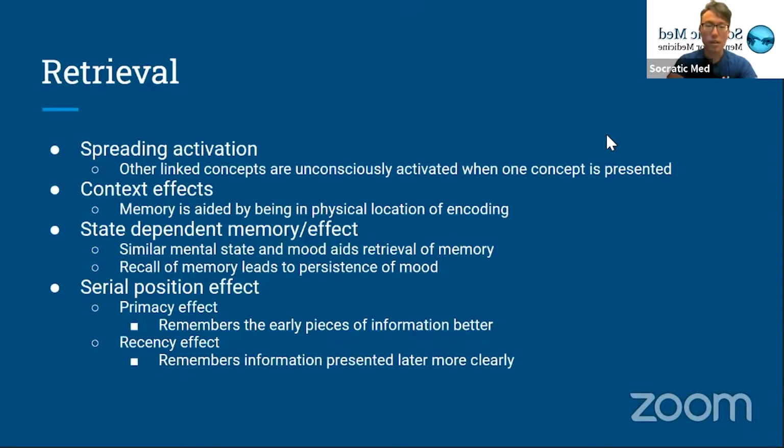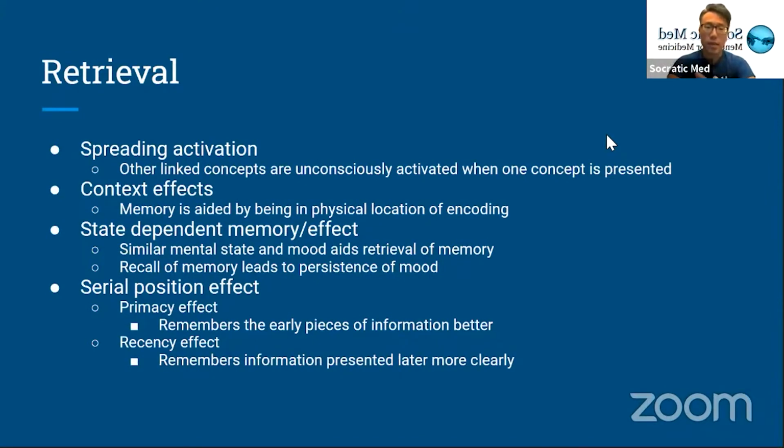And then context effects. That's when your memory is aided by being in the physical location of encoding. Let's say you're trying to remember some experience that you had years ago in Paris. If you went back to Paris, it'd be a lot easier for you to remember the experiences and emotions you've had in Paris than when you're back in the US. So that's when a specific location helps improve your memory.